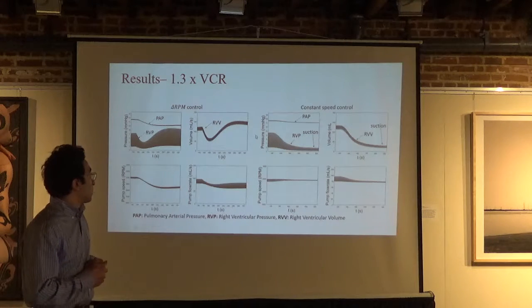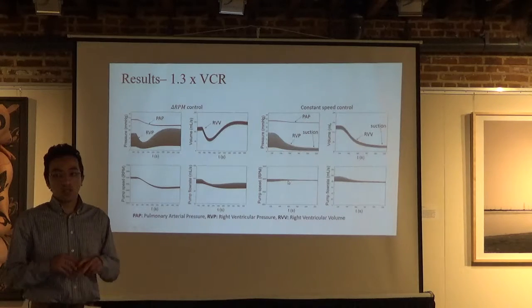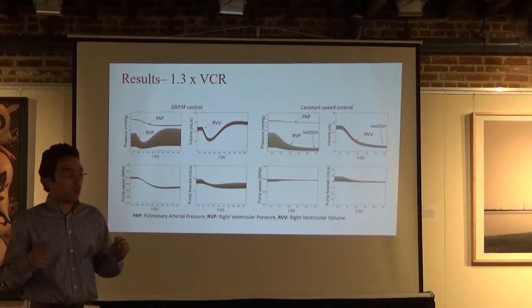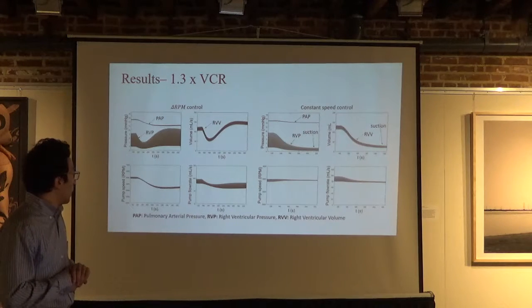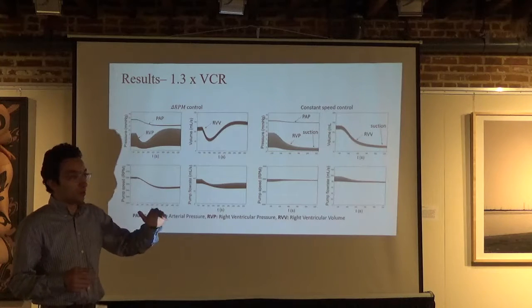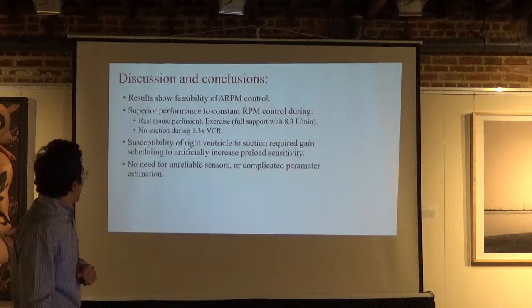However, looking at the constant speed control, it does not recover, and the right ventricular pressure falls all the way down to 1 or 2 millimeters of mercury and stays down, and the right ventricular volume also falls down. Looking at the pump flow rate and the pump speed, the delta RPM, which is the indicator of suction, as we looked at the hardware HVAD, also decreases and stays low, which means that constant suction has happened.